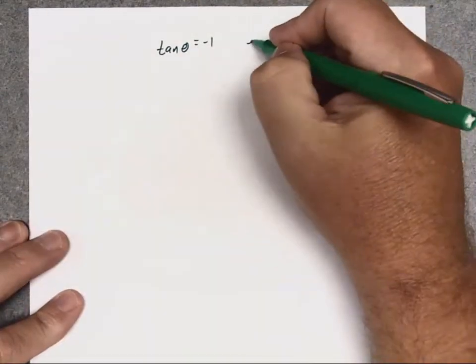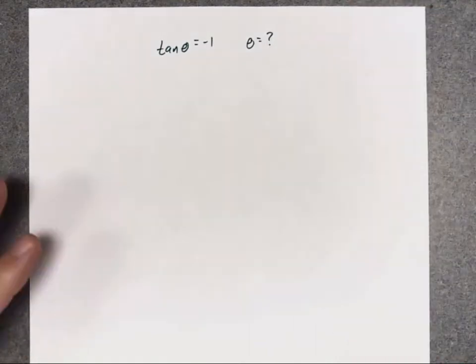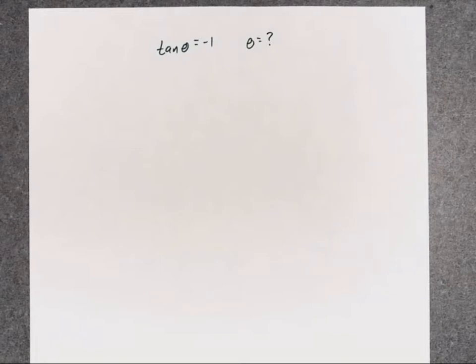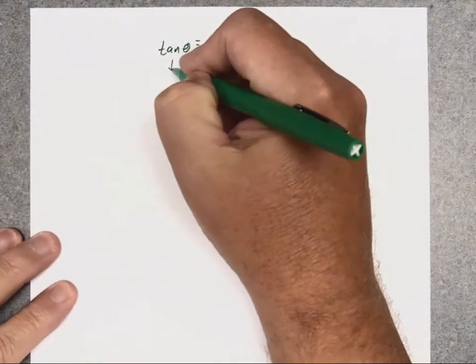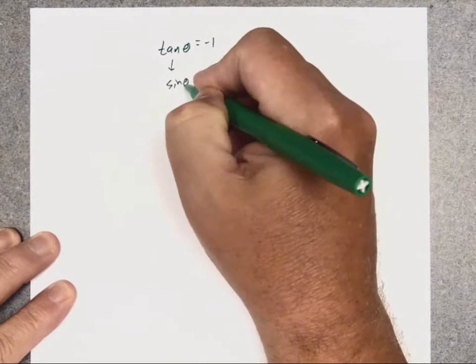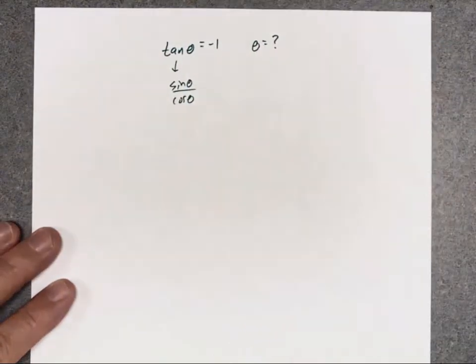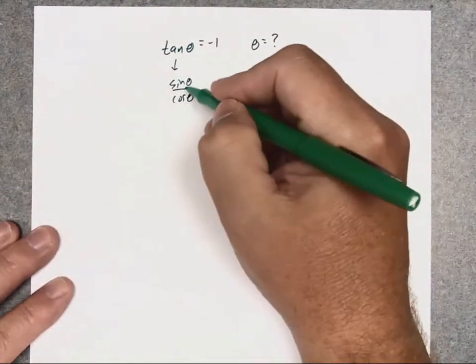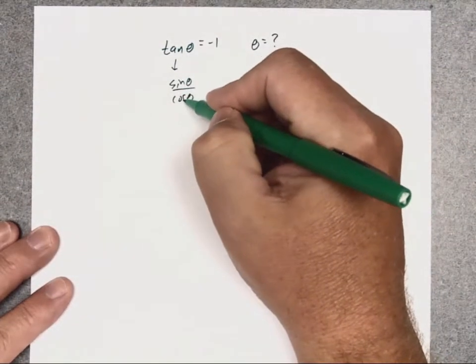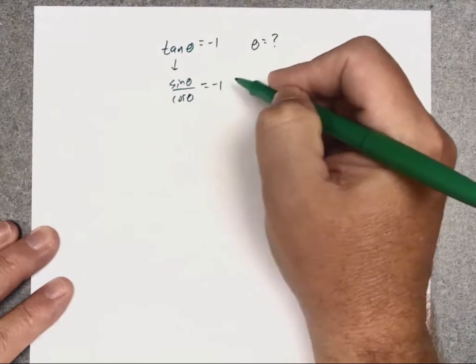Tangent of theta equals -1. Of course, trying to solve for theta. Tangent theta is a little tricky because when I think about the unit circle, sines and cosines are easy, but when I do tangent, I've got to think sine over cosine. So I've got to go with the unit circle and find any angles where when I take the sine over the cosine, it equals -1.